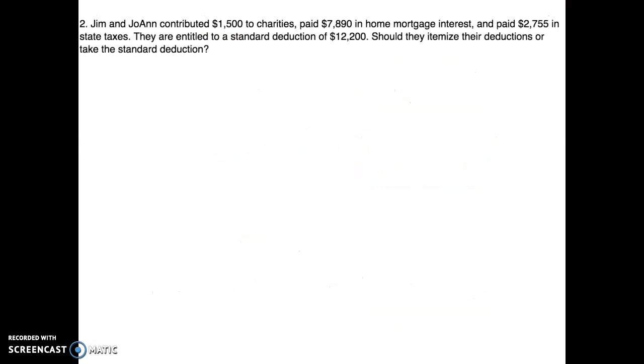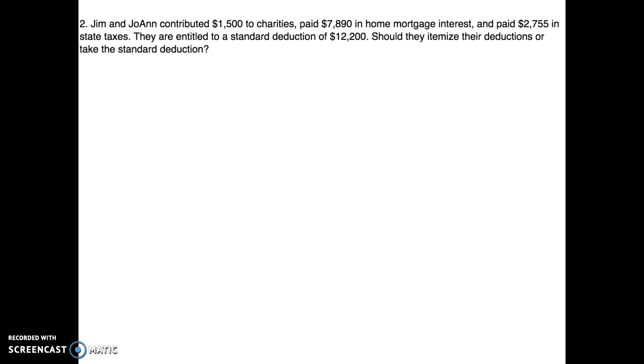Okay, number two. On this one, it's a multiple choice. So it says Jim and Joanne contributed $1,500 to charities, paid $7,850 in home mortgage interest, and paid $2,755 in state taxes. They're entitled to a standard deduction of $12,200. Should they itemize their deductions or take the standard deduction?